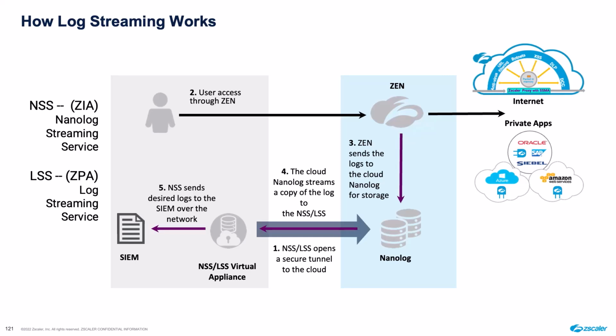So when a user accesses the Zero Trust Exchange, the Zero Trust Exchange processes the transaction and the logs are sent to the Nanologs. The NSS and/or LSS virtual appliance creates outbound connections to the log infrastructure, and the logs stream through those and are then presented as a syslog stream to the SIEM server.